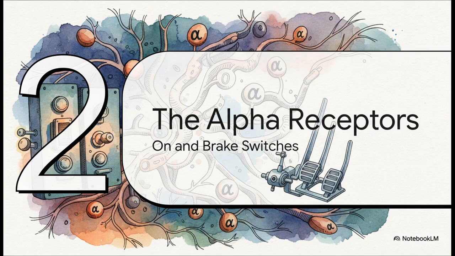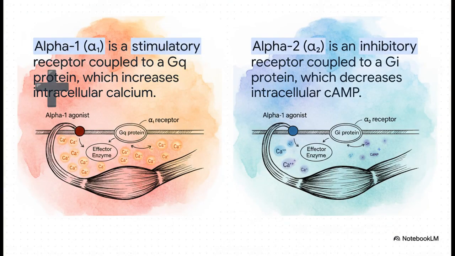We're going to start with the alpha receptors. A good way to think about these is as the body's main on and brake switches for a lot of the sympathetic system's actions. So there are 2 main flavors of alpha receptors, alpha 1 and alpha 2. And here's the kicker. They have pretty much opposite effects. It all comes down to the G protein they're hooked up to.